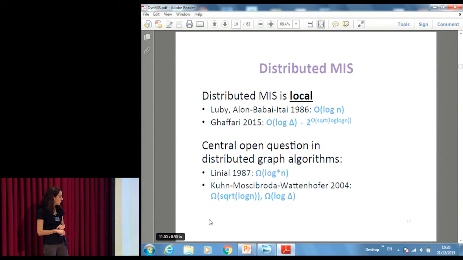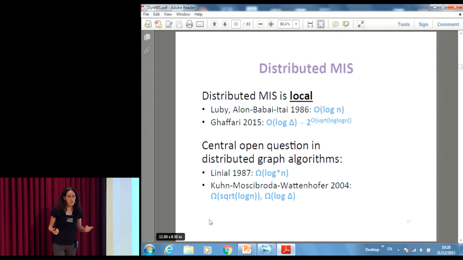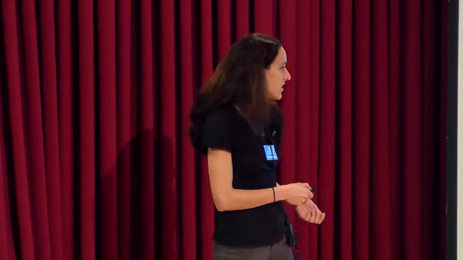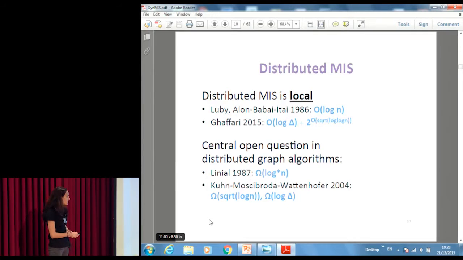In terms of n, what we know is that we need at least square root of log n. Okay, so we have a gap here between square root of log n and log n. And it seems that our current techniques are insufficient for closing this. So it seems like we really need something new in order to get the right bound.